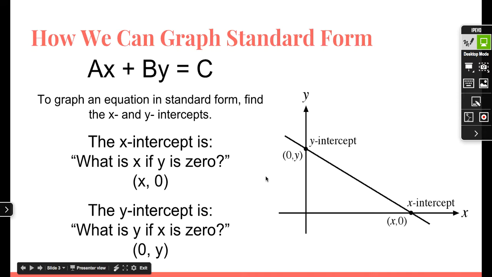The useful thing that we can find whenever we have standard form is that we can use it to find our x and y intercepts. On a graph, your x-intercept is where it crosses the x-axis, and anytime you're on the x-axis, your y value is 0. So if I want to figure out what the x-intercept is, I'm going to figure out what x is when y is 0. If I want my y-intercept, that's on my y-axis, and everywhere on the y-axis has an x value of 0. So whenever I want the y-intercept, I'm going to ask myself, what is y if x is 0?